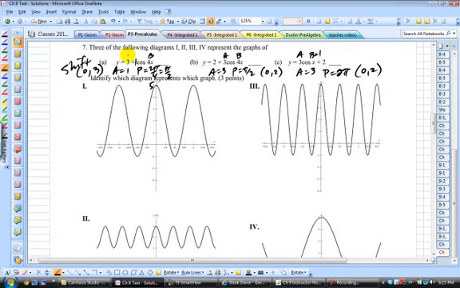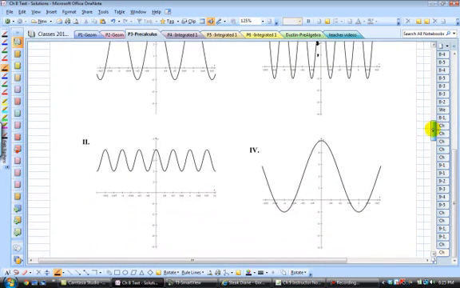So equation A here cannot be 1. Let's see if it's this one. This is 1, this is 2, 3, 4, 5. Can't be number 3 either.